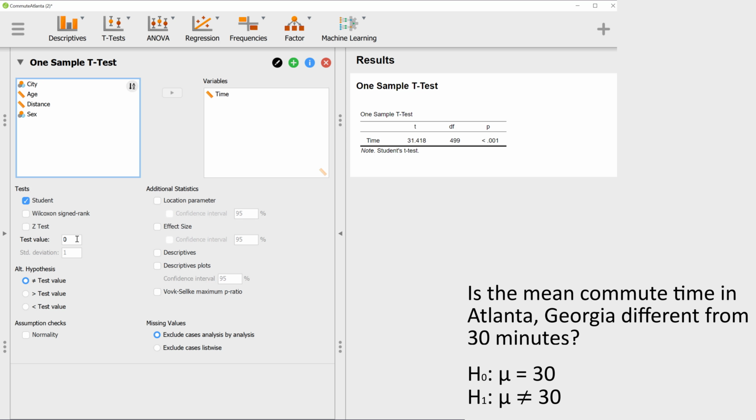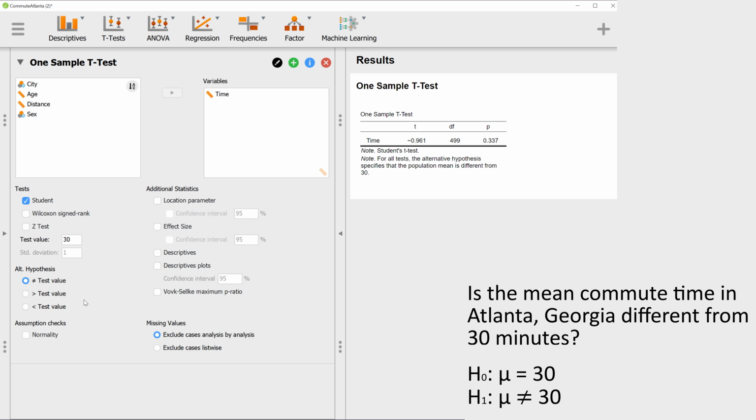The default test value is 0. This is equivalent to having a null hypothesis of mu equals 0. We do need to update this to match our null hypothesis, which was mu equals 30. We have three options for the alternative hypothesis. We're conducting a two-tailed hypothesis, which is the default, but JASP also has options for a right-tailed test or a left-tailed test.